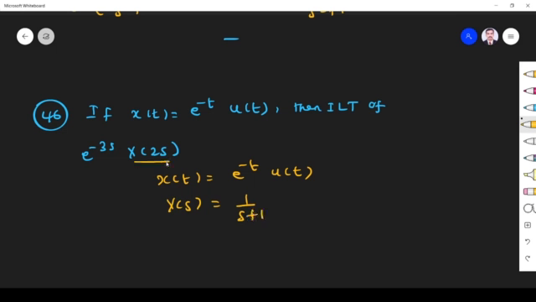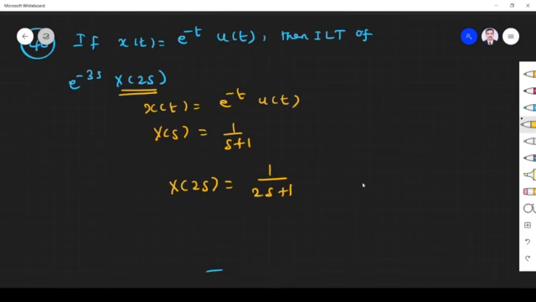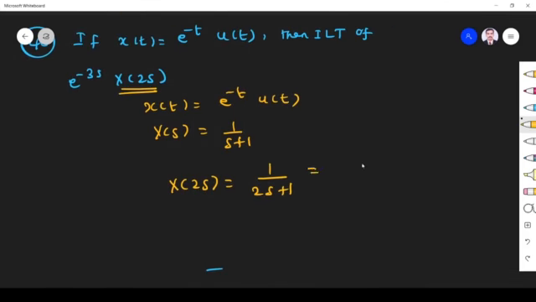Right? So what are they asking? The inverse Laplace transform of e power minus 3s times X of 2s. First we have to find X of 2s, because they are talking about X of 2s. So X of 2s is obtained by replacing s with 2s, giving 1 by 2s plus 1. If I take 2 outside, it will be 1 by 2 times 1 by s plus 1 by 2.